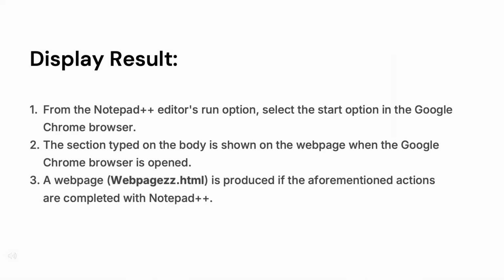Display result: 1. From the Notepad++ editor's Run option, select the Start option in the Google Chrome browser. 2. The section typed on the body is shown on the web page when the Google Chrome browser is opened. 3. A web page, webpages.html, is produced if the aforementioned actions are completed with Notepad++.